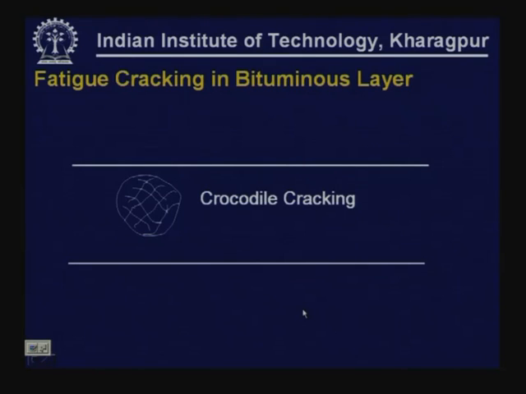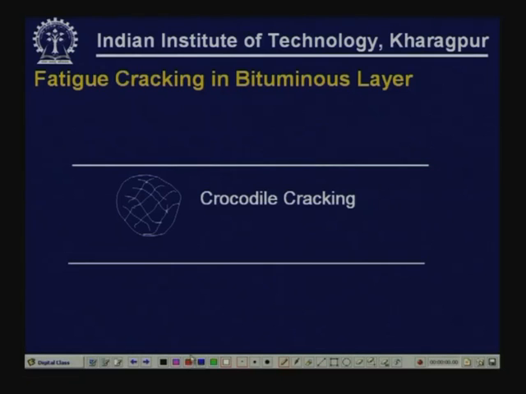This is another type of failure that is normally seen in bound layers, since we consider bituminous bound layers, bituminous mixes, to be bound layers. So, they are susceptible to cracking because of repeated application of wheel loads. So, we see in this case cracking of this form, which is in chicken neck or crocodile shape, rather the back of the crocodile. So, in shape, this is called crocodile cracking. This is a very common mode of failure that occurs in bituminous layers.